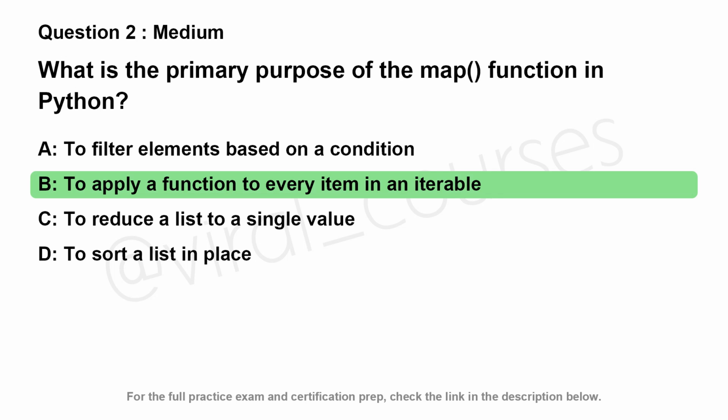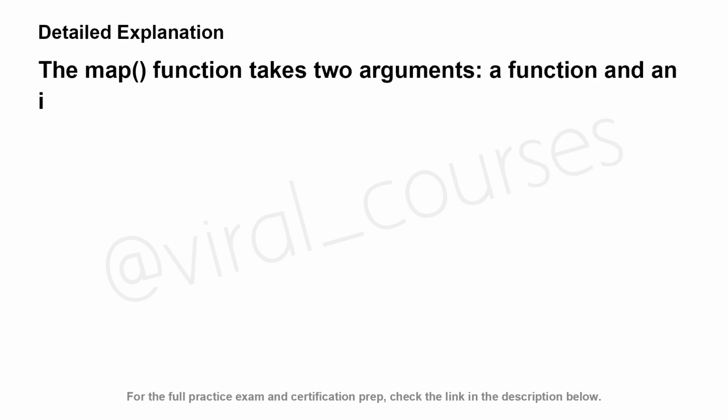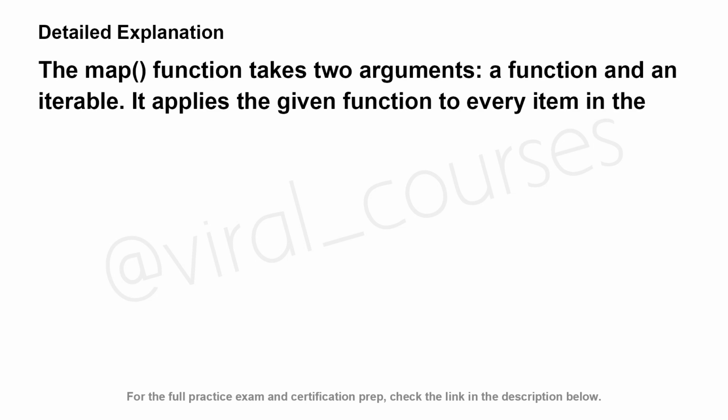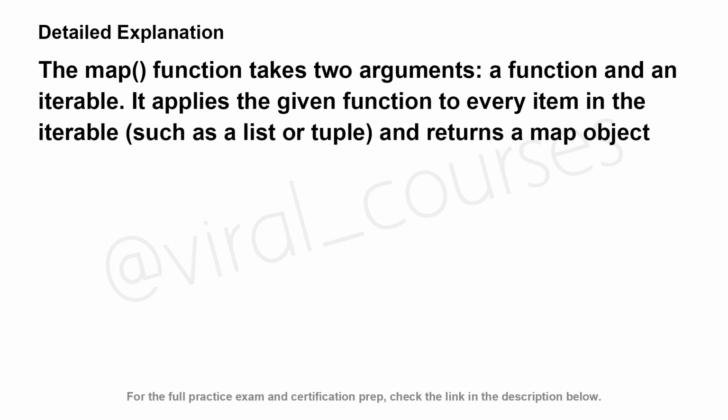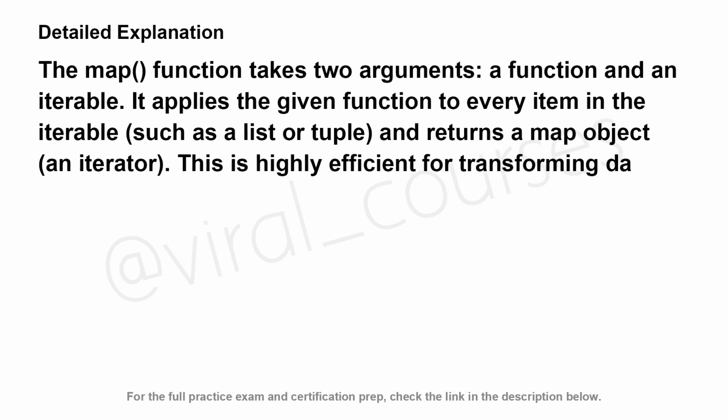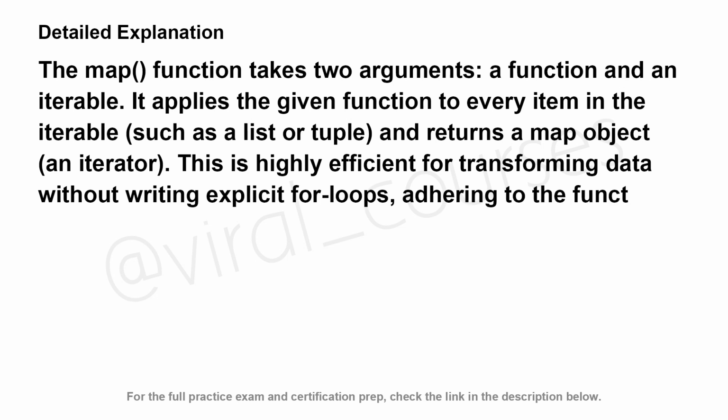The correct answer is B. The map function takes two arguments, a function and an iterable. It applies the given function to every item in the iterable, such as a list or tuple, and returns a map object, an iterator. This is highly efficient for transforming data without writing explicit for loops, adhering to the functional programming paradigm.